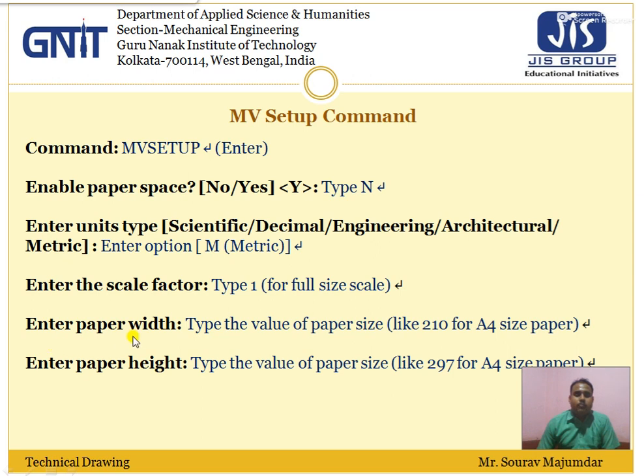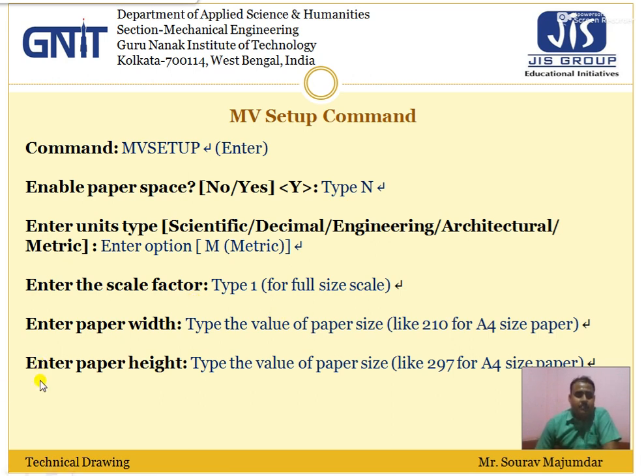So if I type 1, scale factor 1 means 1:1, that means full size scale. So if I type 2, that means we will go for 2:1, that is enlarging scale. So in that way, you just give your scale factor. Okay, so this scale factor may be enlarging scale or reducing scale. So depending on this enlarging or reducing, the value of scale factor is different. And for full size scale, that is 1:1, the scale factor is 1. So that's why I will type just 1, enter.